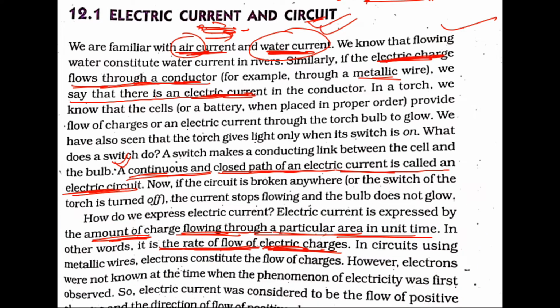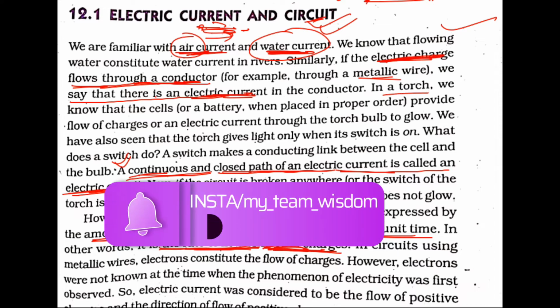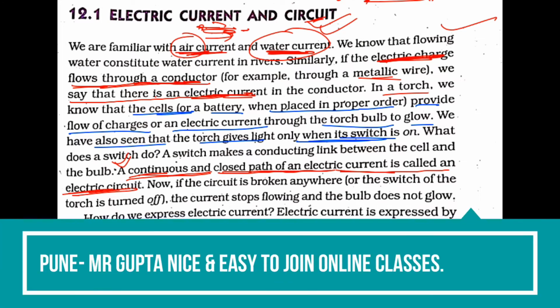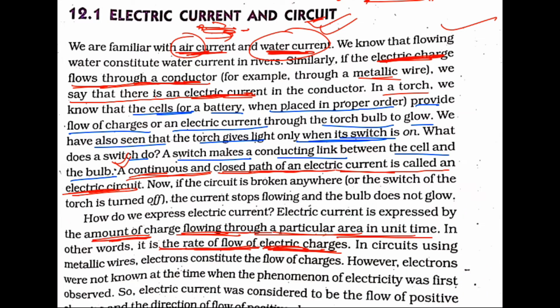Regarding electric circuit, you can observe it in a torchlight. In a torchlight, cells are connected in series. When the batteries are placed in proper order, those cells provide the flow of charges or electric current through the torch bulb to glow. We have also seen that a torch gives light only if the switch is on. What does the switch do? A switch makes a conducting link between the cell and the bulb.